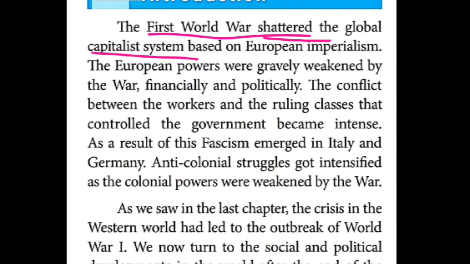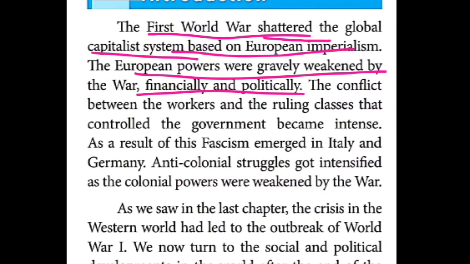The European countries occupied a number of colonies. India was one of the colonies of Britain. We people also suffered under them; we paid many taxes. So likewise, the global capitalist system was based on European imperialism. The European powers were weakened because of the war, politically as well as financially. They suffered a lot and were very weak.